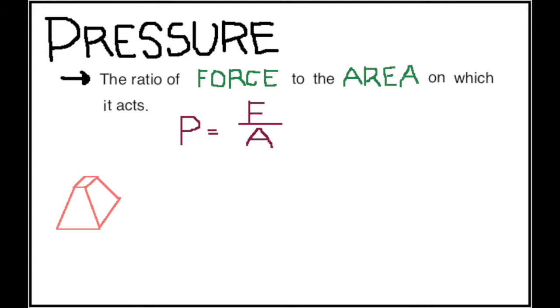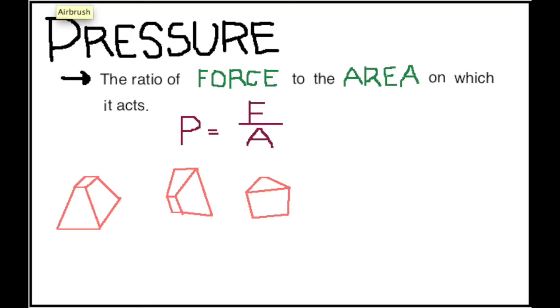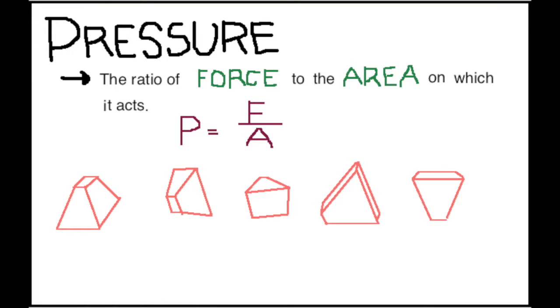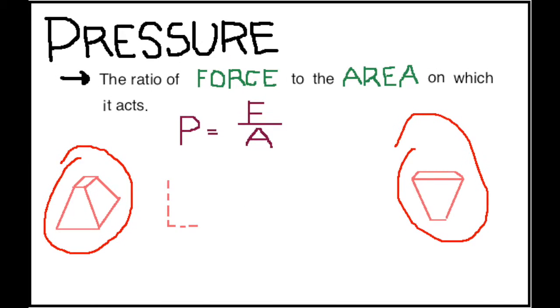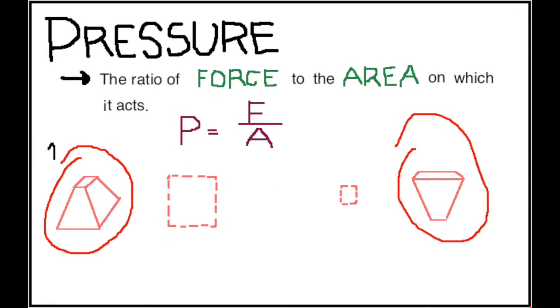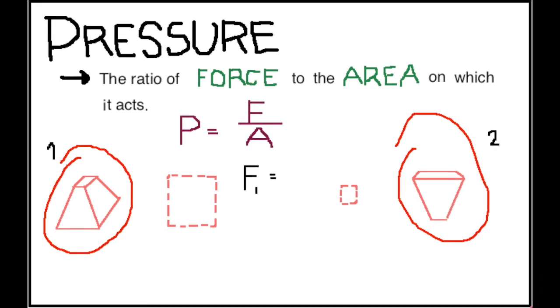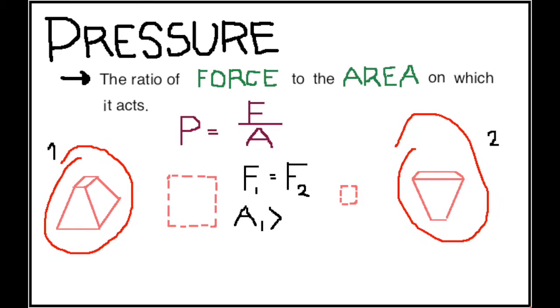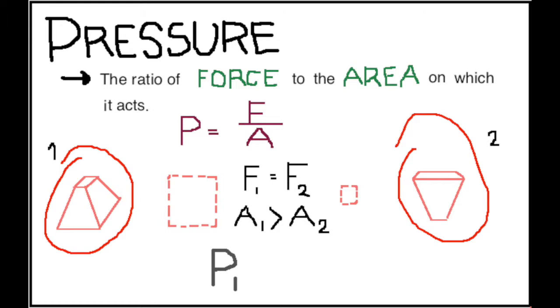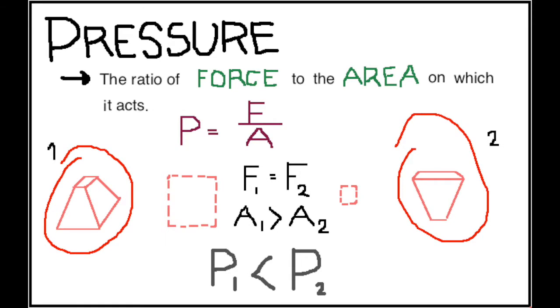This will be constant if it's tilted like this, or this, or this, or this. However, the pressure here will be different than the pressure here. This is because of the difference in the area of the bases. Force 1 is equal to force 2, and area 1 is greater than area 2. According to the formula, the pressure exerted by pyramid 1 should be less than the pressure exerted by pyramid 2.